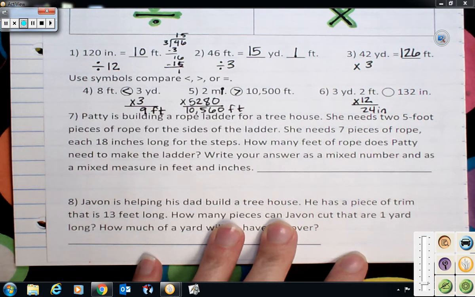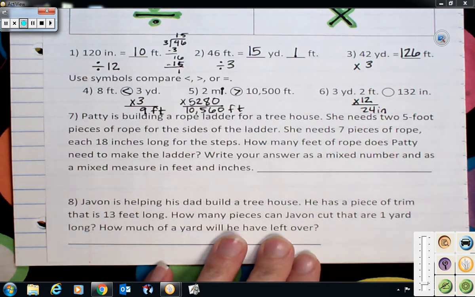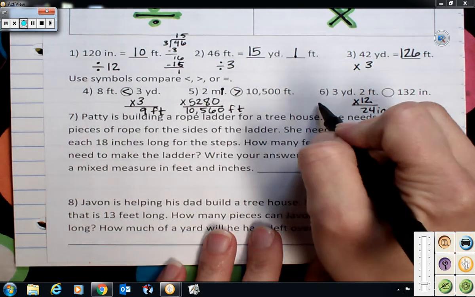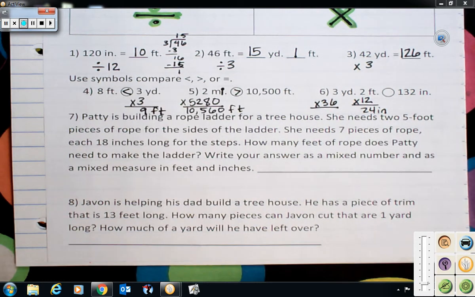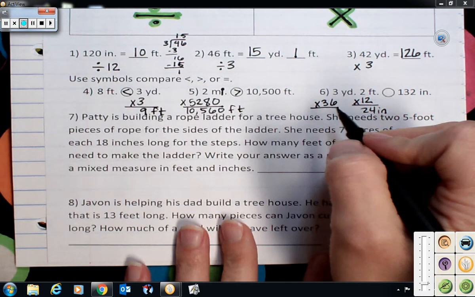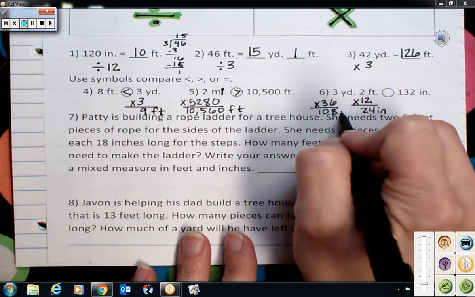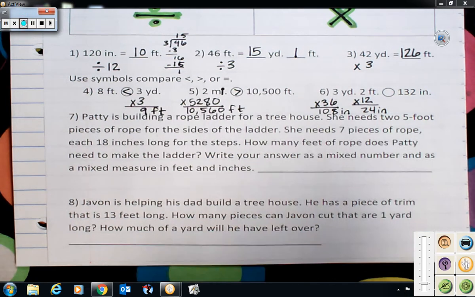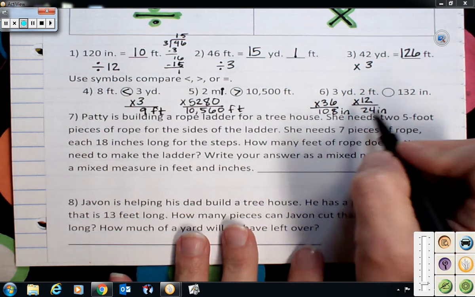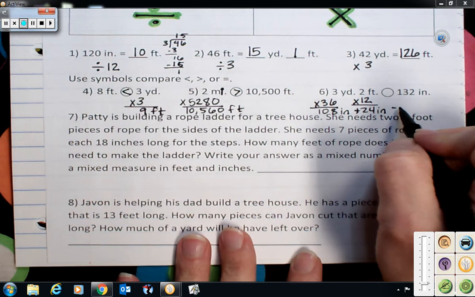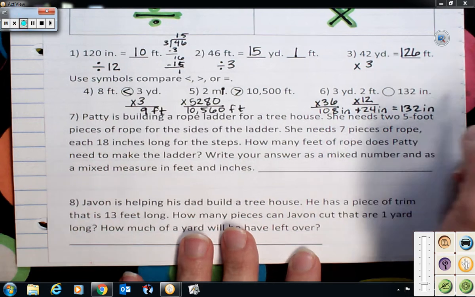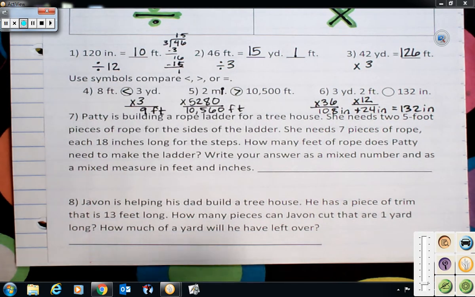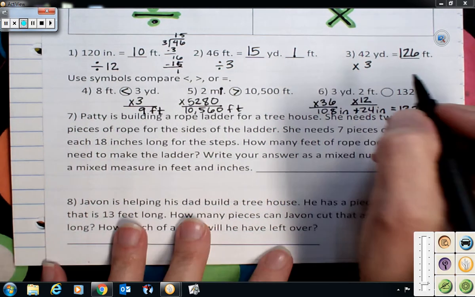Then I need to work with the yards. There are 3 feet in every yard and 12 inches in every foot, so that's 36 inches in each yard. So I can multiply 3 times 36, and that's 108 inches. Then I want to add 108 inches plus 24 inches, and that's a total of 132 inches. Then I can tell that these two measurements are actually equivalent.